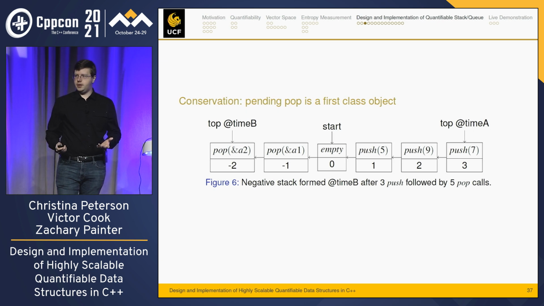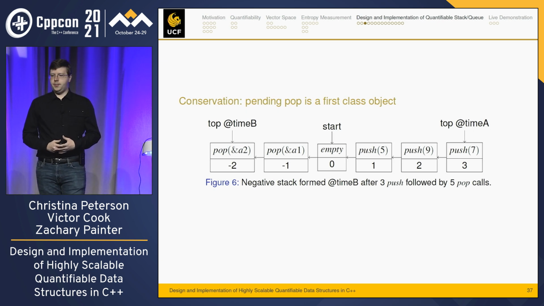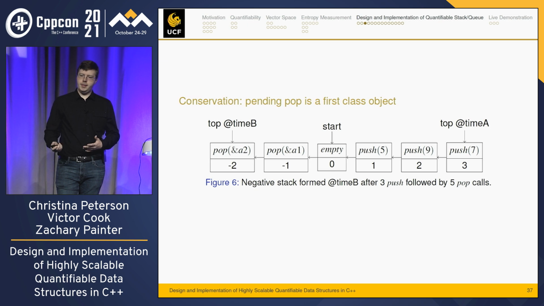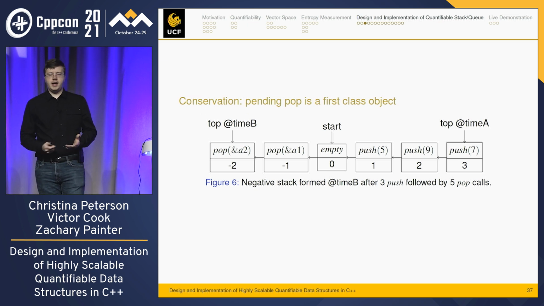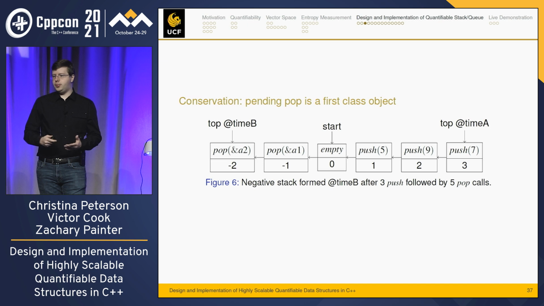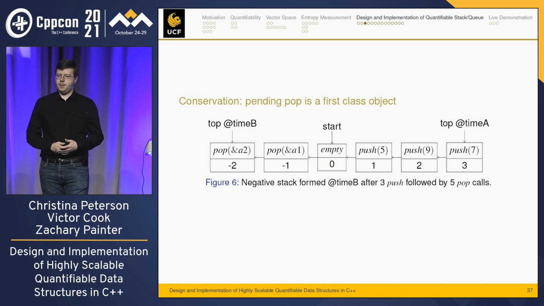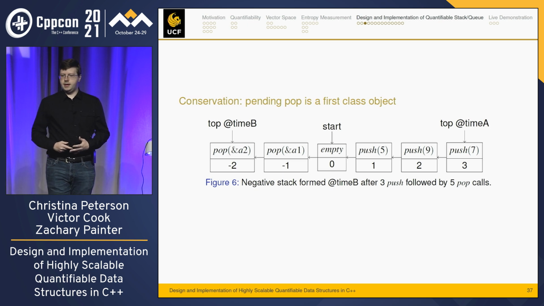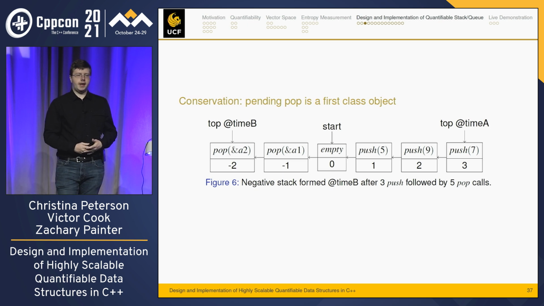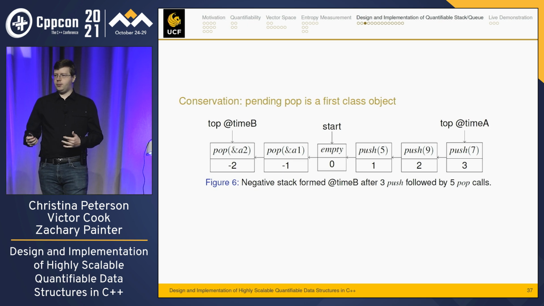So first, let's talk about the conservation of method calls. This is a stack example, and there are 3 different times: the beginning, and then time A and time B. At time A, 3 pushes have occurred, and the stack has grown to have 3 objects stacked up. And then at time B, 5 pops have followed that. The first 3 pops will reduce the stack to empty, and then the next 2 pops will be occurring on an empty stack. We don't want these pops to return null because that means they wouldn't be conserved.